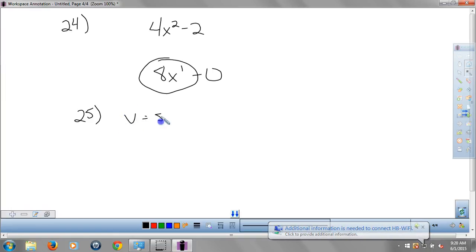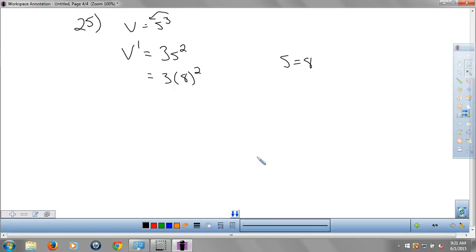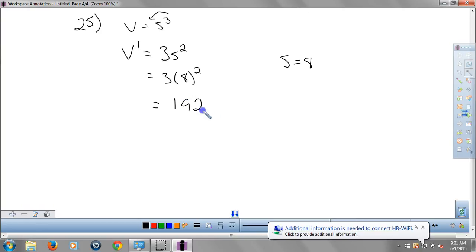Okay, they say our volume is s to the third, right? We want to find the instantaneous rate of change. Instantaneous rate of change is your first derivative. So the first thing we got to do is find the first derivative. That's what that little dash means. So our 3 comes out in front. S, 3 minus 1 is 2. Then we plug in s is 8. 8 times 8 is what? 64. 64 times 3 is 192. So we get 192 inches per second.